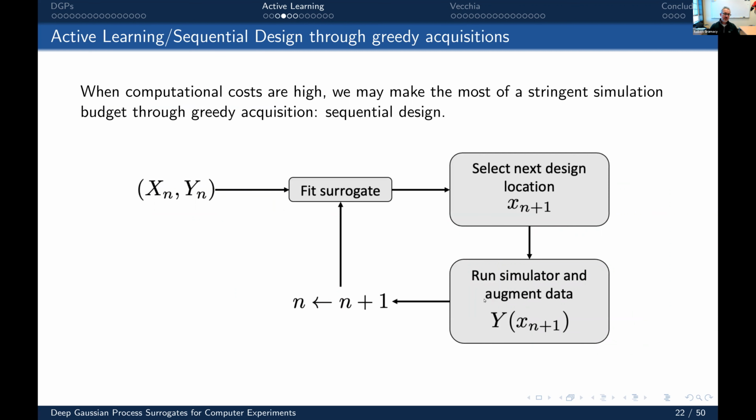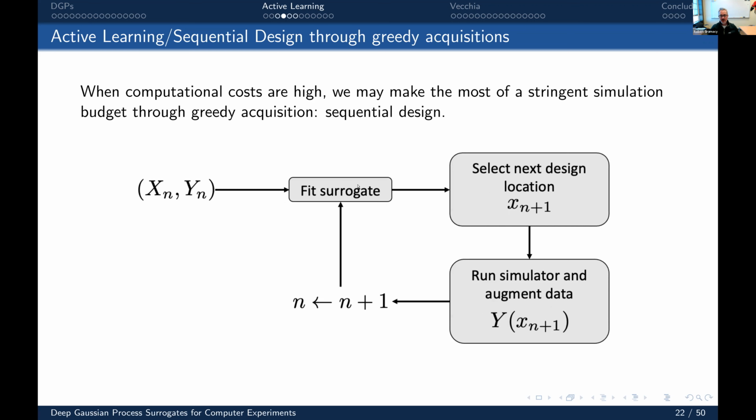I'm going to start with a smallish training data set, fit a model like my Gaussian process, look at its predictive equations and use some aspect like the predictive variance of those predictive equations to decide where to gather more data. Then I'm going to gather it and augment my data set and repeat. This is active learning or sequential design of experiments.